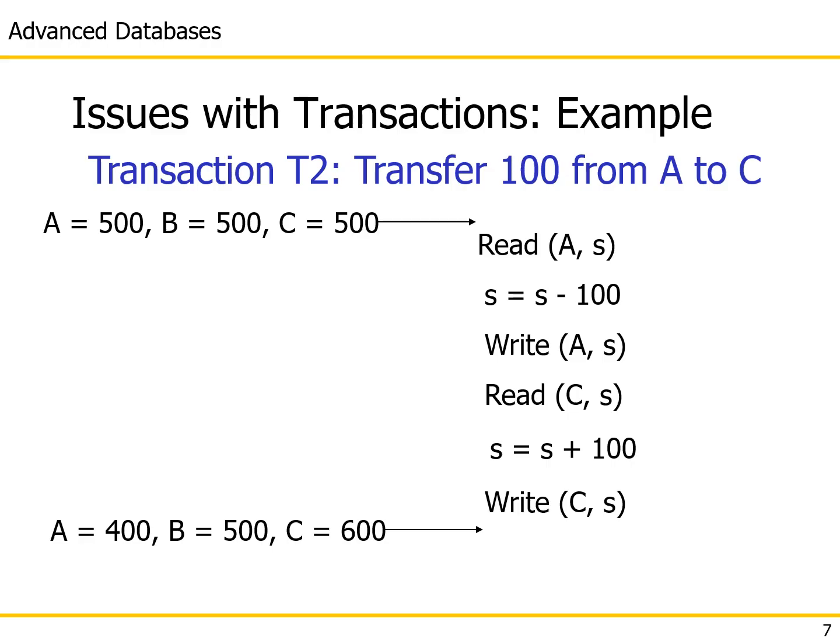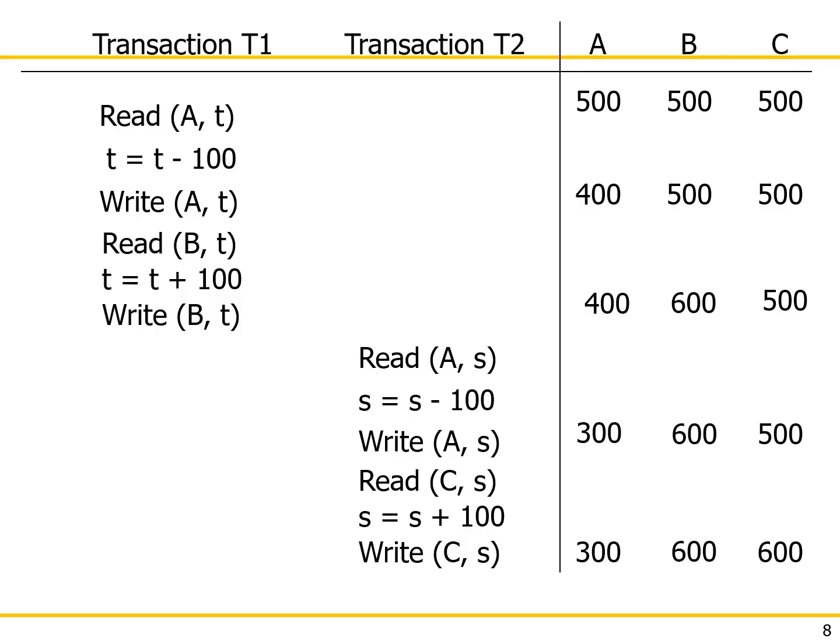Now, I have two transactions. One of them is transferring 100 from A to B, and the other one is transferring 100 from A to C. If the two transactions run one after the other, we don't have an issue. The first one is going to take 100 from A, as you see on the table on the right hand side. So A becomes 400, and then we add that to B. And the next transaction T2 will take 100 from A. It was 400, now it will become 300, and then we add this 100 to C. So my final result is 300, 600, 600 for the three accounts, and again the total is 1500.